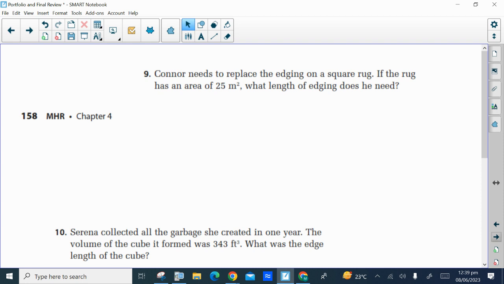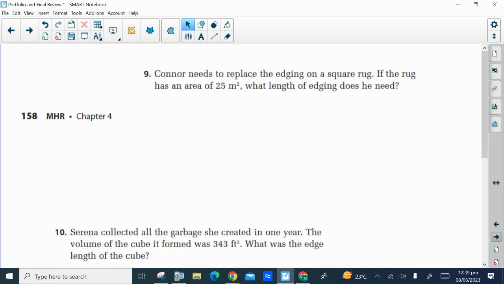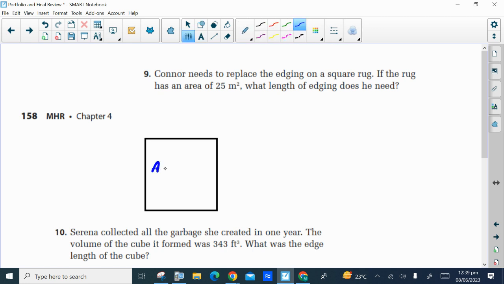So this first question comes from page 158 to 159. This is question 9, so that's where it comes from. He needs to replace the edging on a square rug. The rug has an area of 25 square meters. What length of edging does he need? So what we have here is, as it says, a square rug, and the area of that rug is 25 square meters.